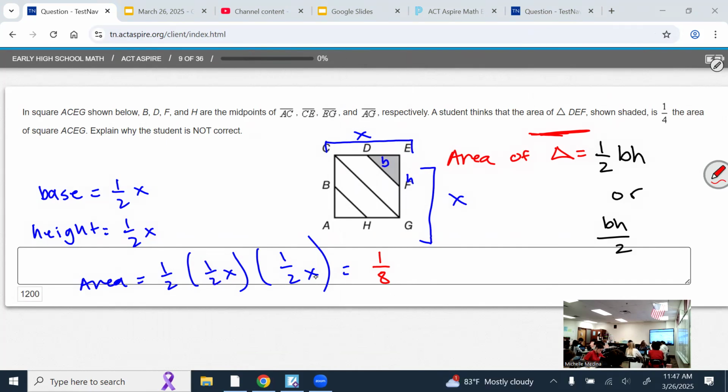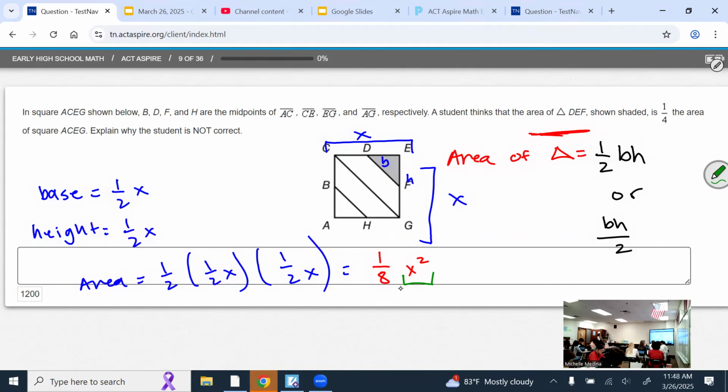And what's x times x? X squared. And if we're saying that each side of the square is x, we know that the area for the square would be x times x, which is x squared. So like this little piece right here would also give the area of the square. The triangle is 1/8 of the area of the square.